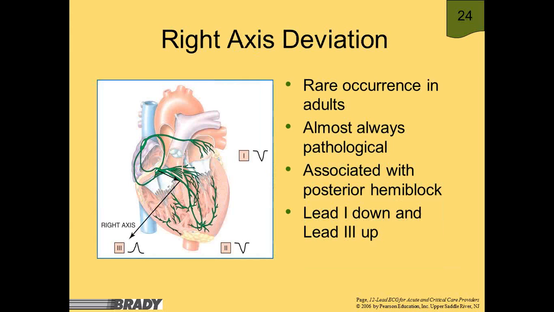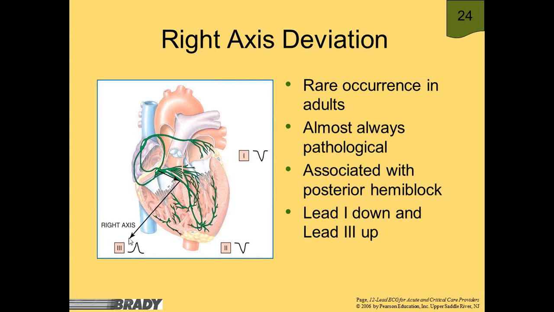Okay. Now, right axis deviation is where it's going to come down. This is actually fairly rare, but it's going to come down that bundle of His, start down through that right fascicle, get blocked, and it's going to shoot down towards the right ventricle. This is almost always pathological or associated with diseased or sick cells. It is rare, and it's associated with the posterior hemiblock. So the backside of that heart fascicle is going to be blocked.